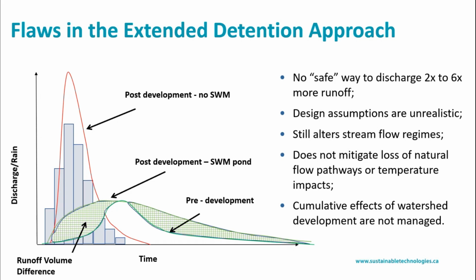one-dimensional approach. It can still alter stream flow regimes, so this is a good thing. It can help us, but it does not mitigate loss of natural flow pathways or temperature impacts. So these cumulative effects of watershed development are not managed. And again, this is the niche area where LIDs can be adopted and can help out municipalities with these historical or legacy developments in our stormwater management approach.